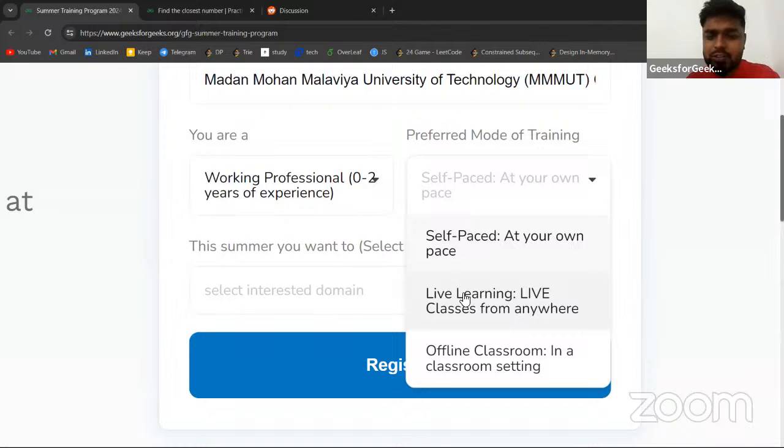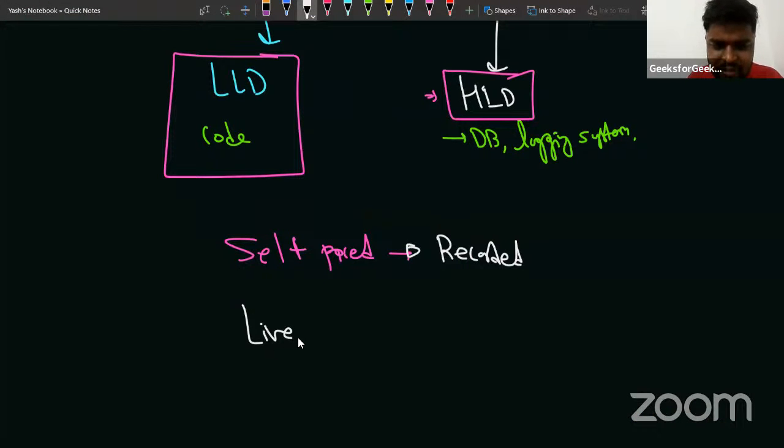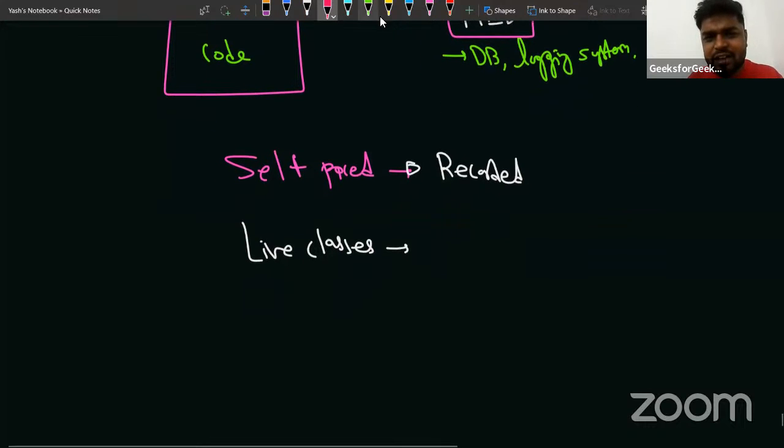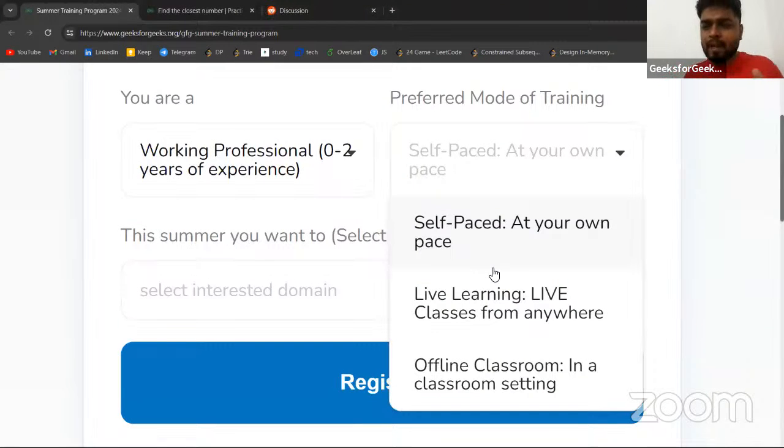Then you have the live classes. During the live classes, you can attend from anywhere. For example, we have several batches, like preparing for tech interviews 101 for system design and DSA. Suppose there is a 3 hour class on Saturday and Sunday for DSA or system design, then you can join those classes.